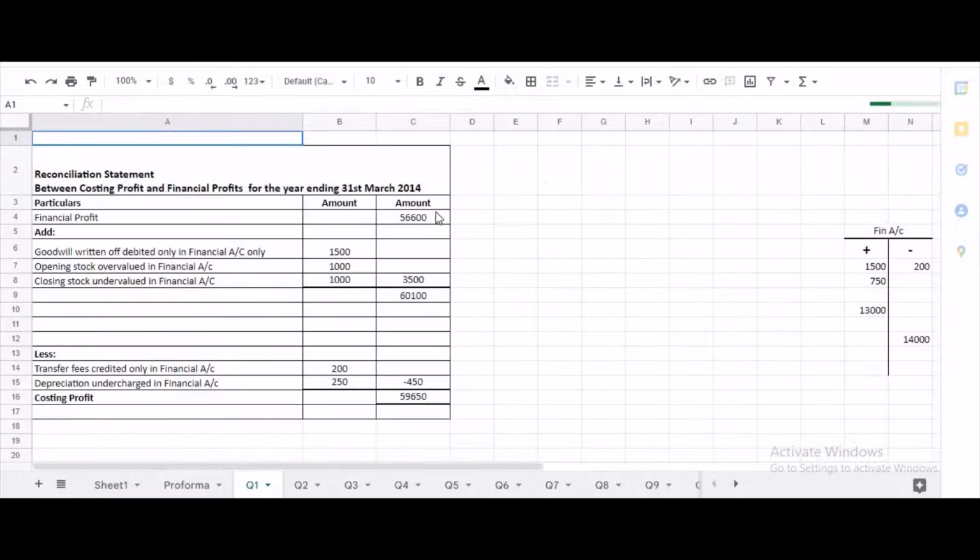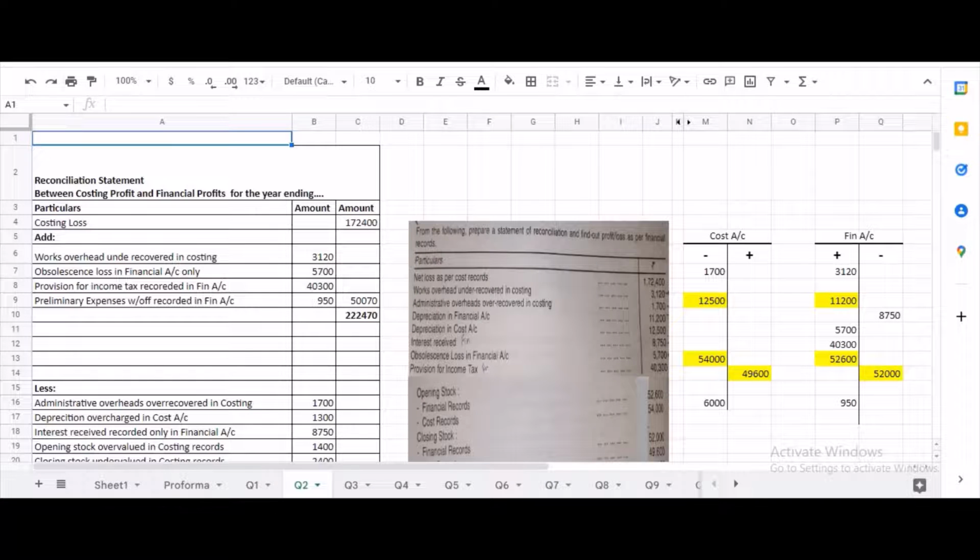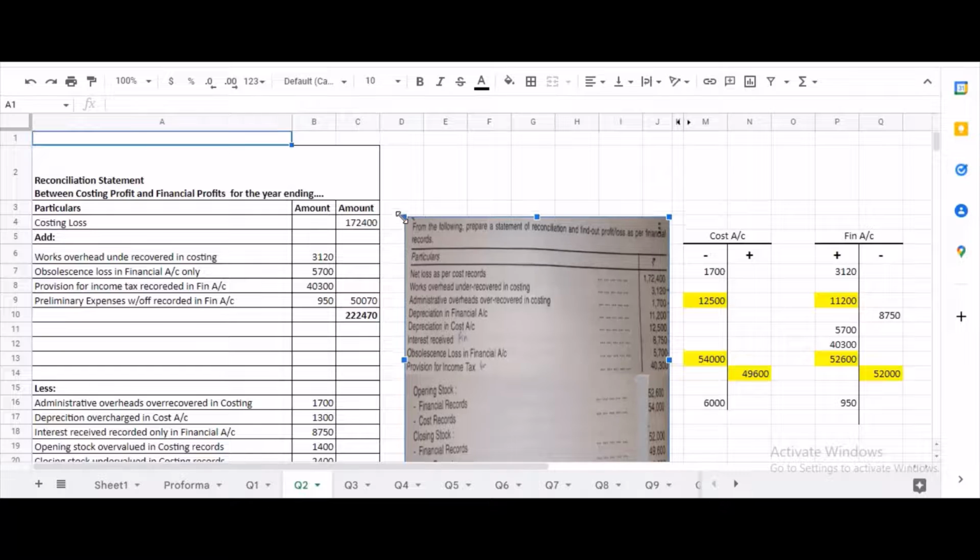So the final answer: 1,500 written off would be added, then the opening stock would be added, and the closing stock would be added. When we add these three entries, it would be 3,500. So 56,600 plus 3,500 is 60,100. Then we less the transfer fees and depreciation, 200 and 250, which is minus 450. So the costing profit is 59,650. Okay, next we are going to see the second sum.